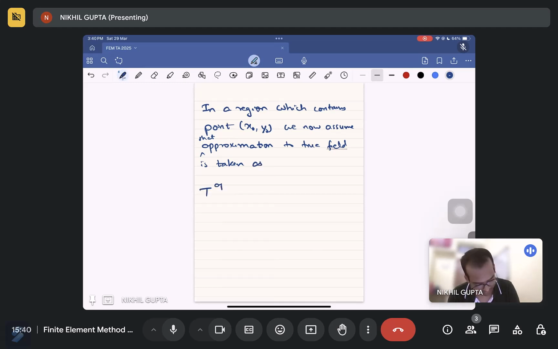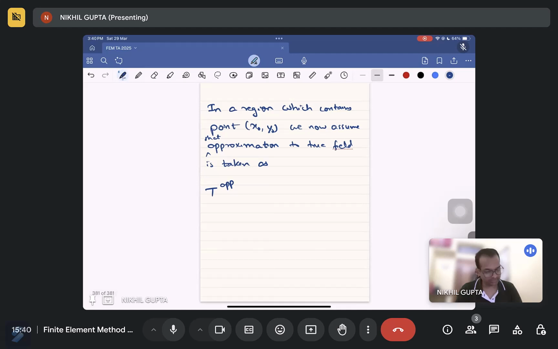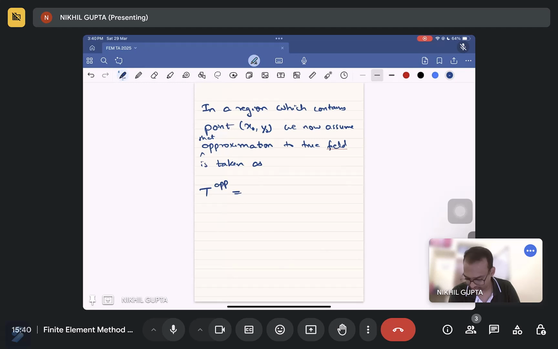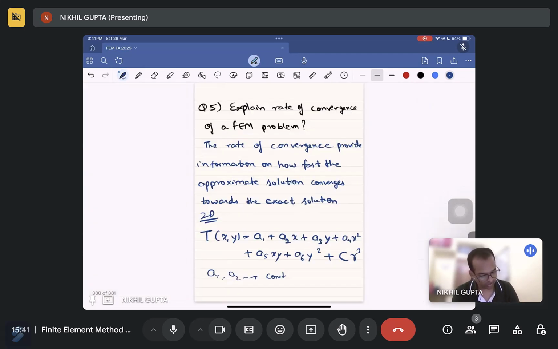so T apparent we can write, means we have taken all the terms here. Let's say T apparent, which belongs to x and y, it will be a1 + a2x + a3y + a4x² + a5xy + a6y². Okay, so in the approximate solution we are taking only the two degree terms, and in the true solution it was with the order 3 also.